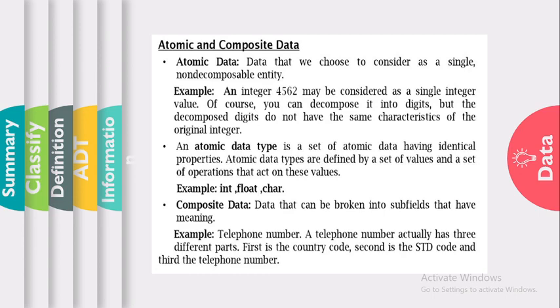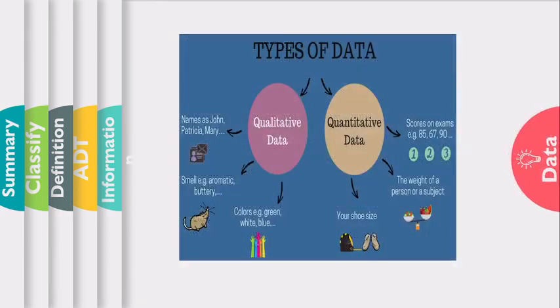Next, what is composite data? Data can be broken into subfields that have meaning. Example, telephone numbers. A telephone number actually has three different parts. First is the country code, second is the STD code, and third is the telephone number. So, next, types of data. There are two types of data, qualitative data and quantitative data.